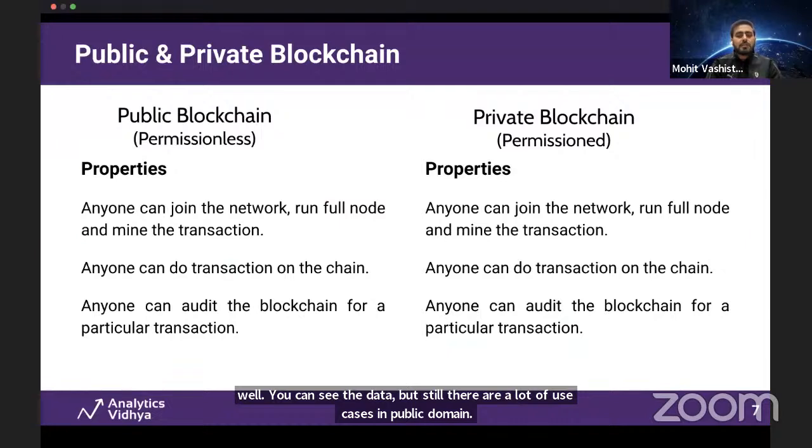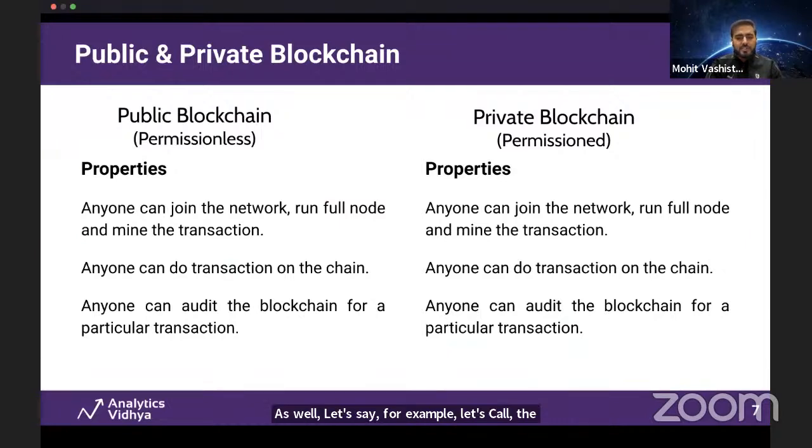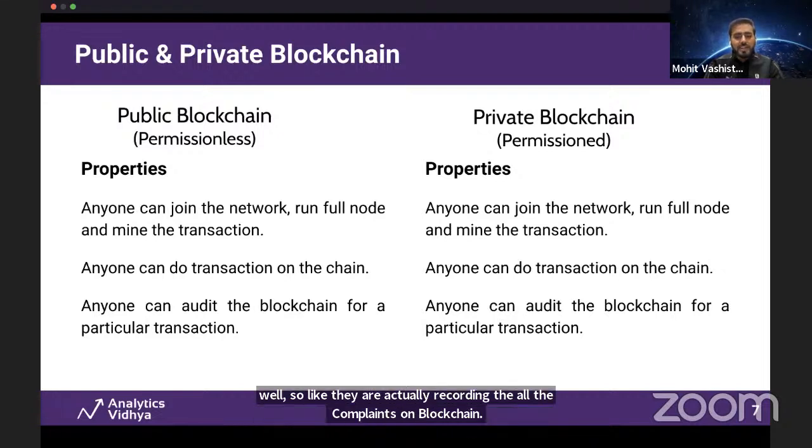So let's say I want to create a transparent system where nobody can say the EVM was hacked, right? Simply, we can use blockchain in such cases. We saw an example recently from the UP police as well. They are recording all the complaints on blockchain, which means everybody can see all those complaints and track them.